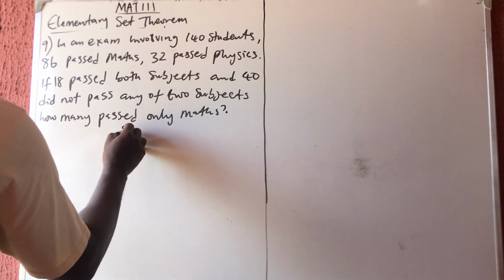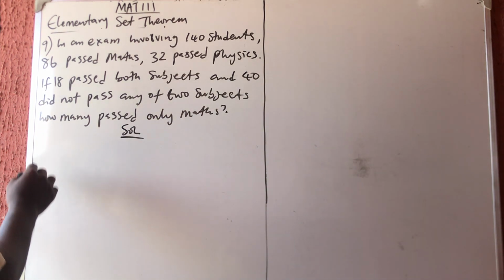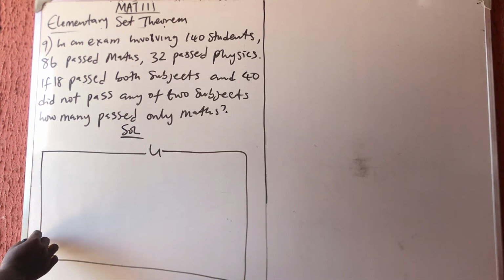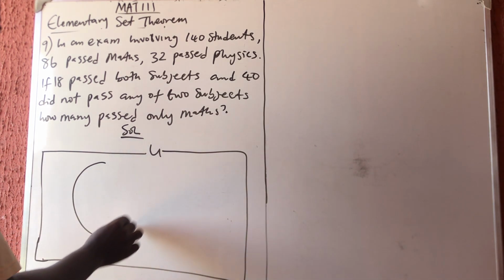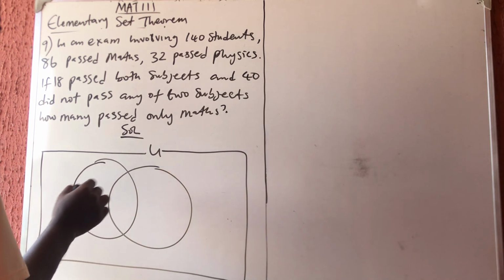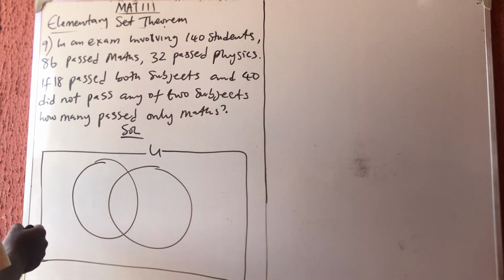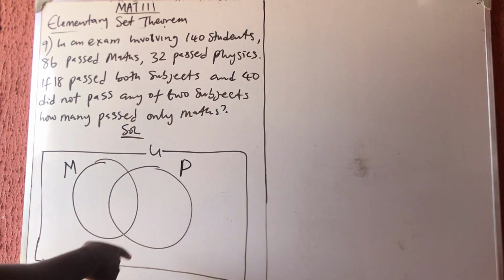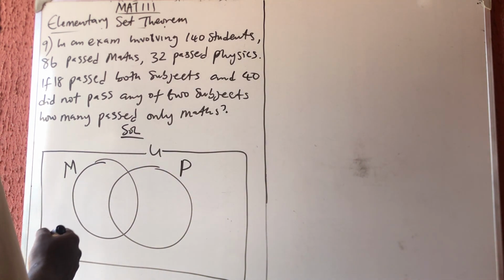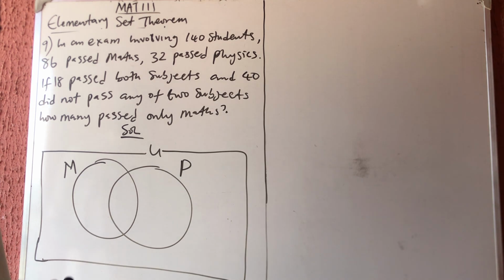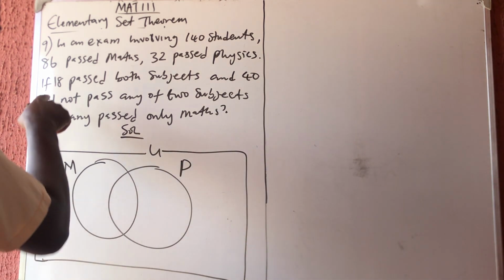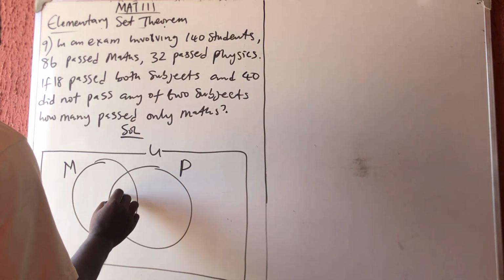Now what do we do? Solution. This is very, very simple. You draw the diagram. If you have not watched my video on sets, please go and watch it. I have my maths, I have my physics. Why did I combine them like this? Because we have people that pass the two of them, and that is where you must start from. You must start from the inside, then move outside. So 18 pass both subjects, so I have 18 here.